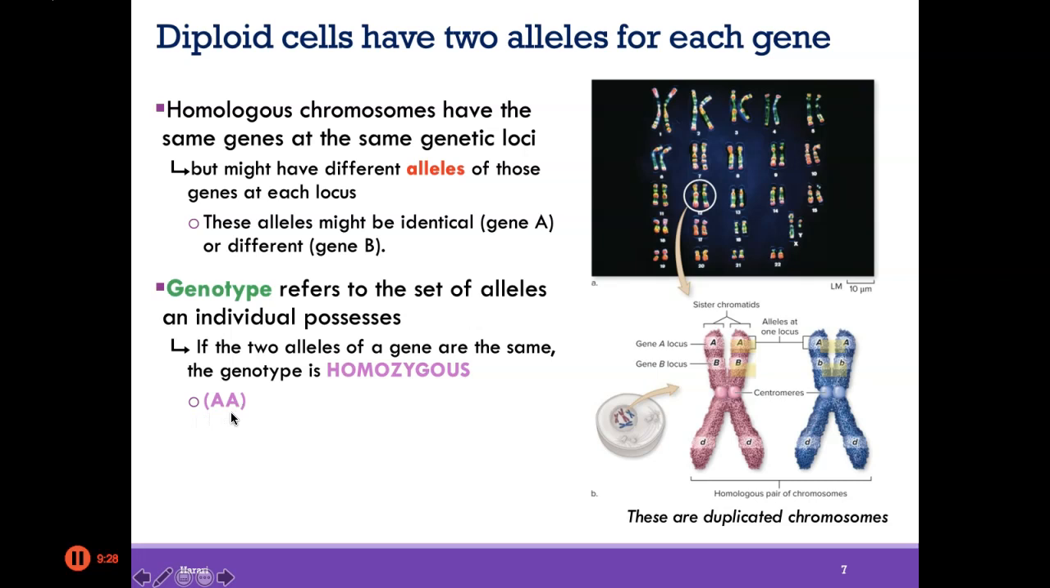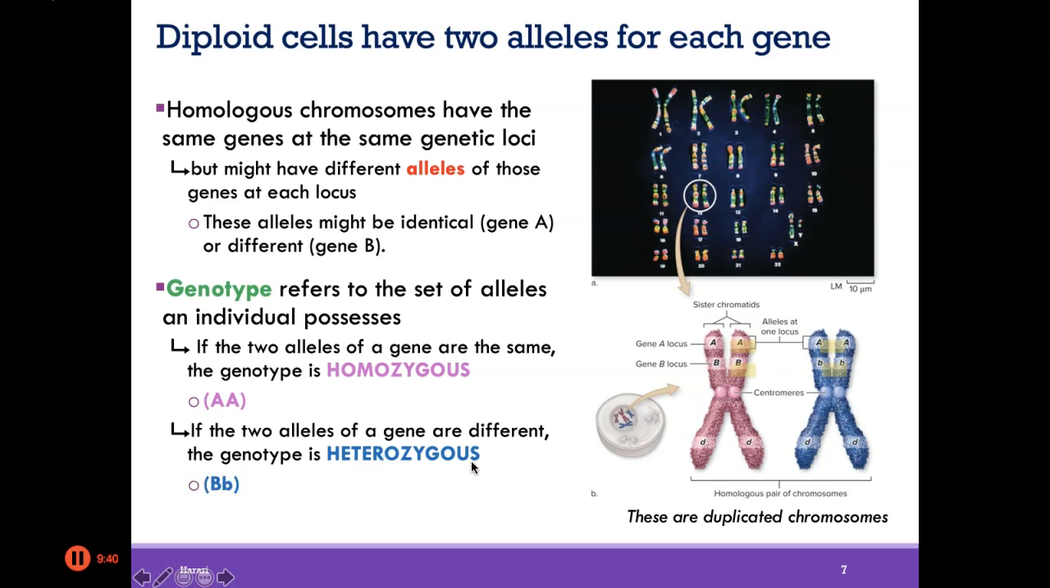Big A, big A. If the 2 alleles of a gene are different, suppose like in gene B, you have big B from mom and little b from dad, we now say that the genotype would be heterozygous. And we would say that's big B, little b. So genotypes can be homozygous if both alleles of a gene are the same, or the genotype can be heterozygous if the 2 alleles of a gene are different. So please make sure that you understand homozygous genotype versus heterozygous genotype.